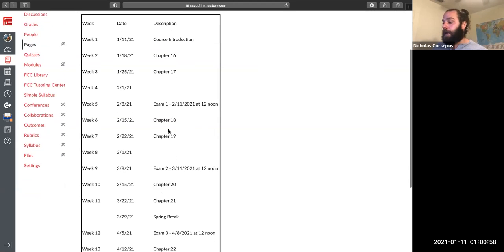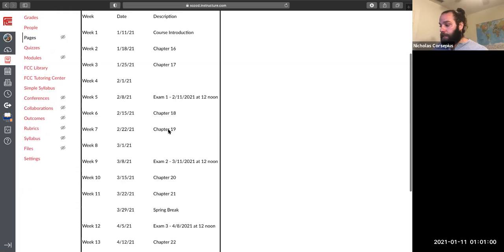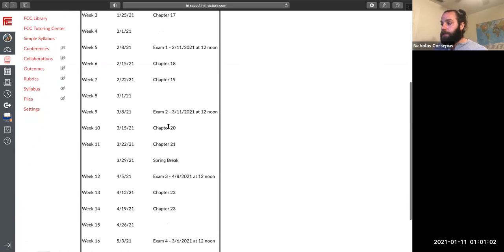Okay, exams. As you can see here, all the exam schedules are listed. Let me just point out real quick, week 5 will begin on the 8th of February. That's the 5th week of the semester. The exam will be held on that Thursday, which would be the 11th. I don't want anybody to get mixed up on the exams. The exams are always going to be Thursdays and always held at noon.